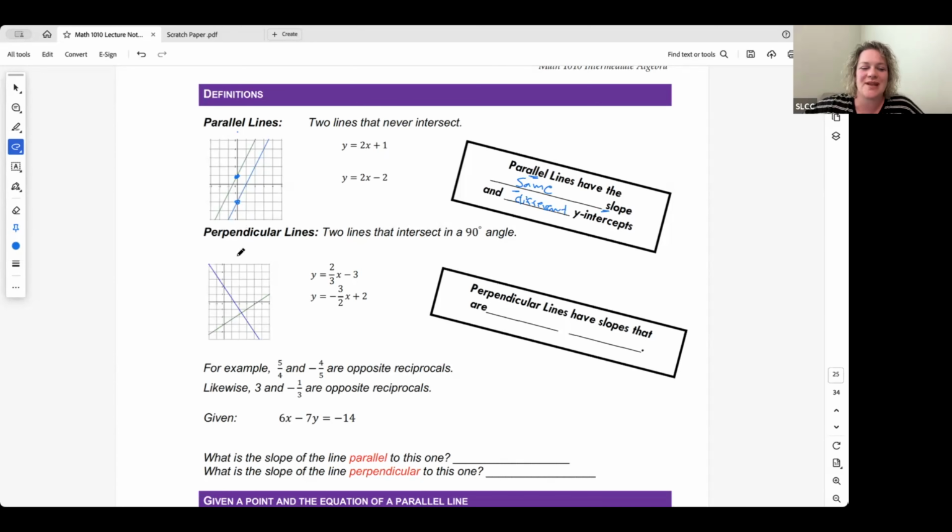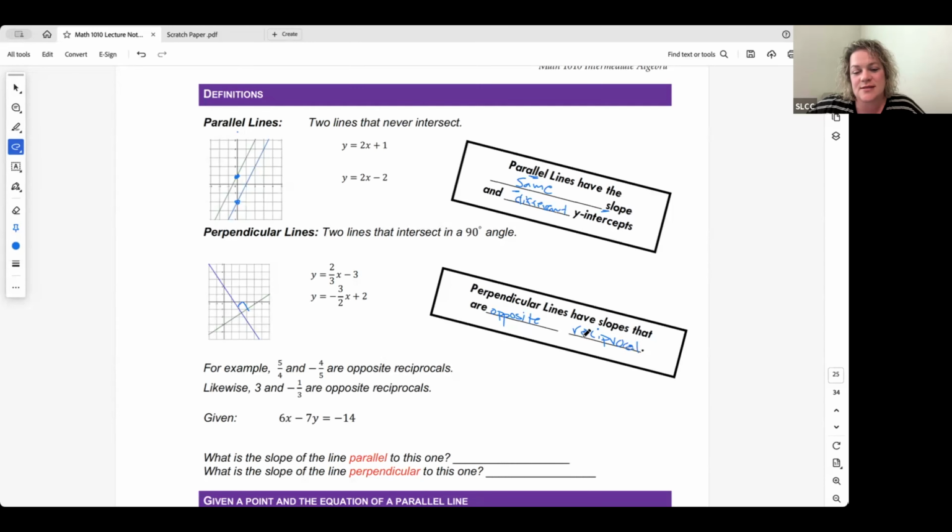All right, what about perpendicular? Well, we know that forms a 90-degree angle. What do we know about perpendicular lines? Their slopes are opposite. So we're talking about the signs. This one's positive, that one's negative, so they have opposite signs. They are opposite reciprocals.